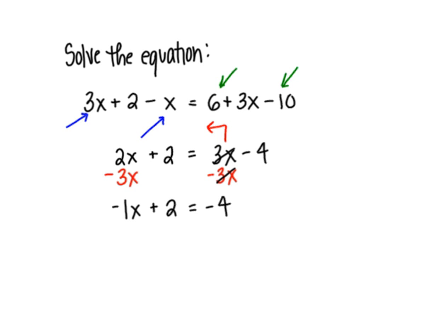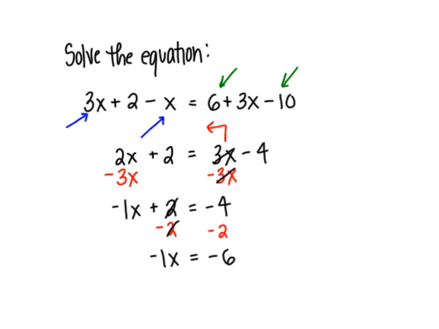Remember, I'm only working on the x side, so I'm going to move the 2 first. I'm going to subtract 2 from both sides. So negative 1x would equal negative 4 plus negative 2. Those have the same sign, so I'm going to add and keep the sign, which would give me a negative 6.